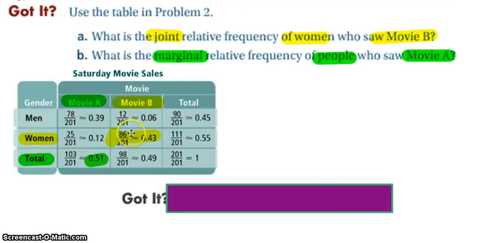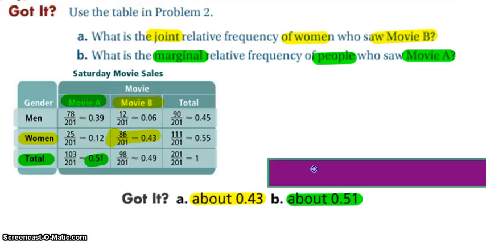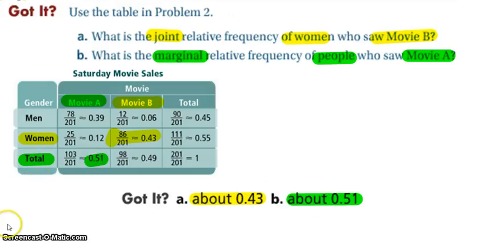The women who saw movie B, I find my joint frequency on the side of the table to be about 0.43. And then the total people who saw movie A is about 0.51 or 51%.